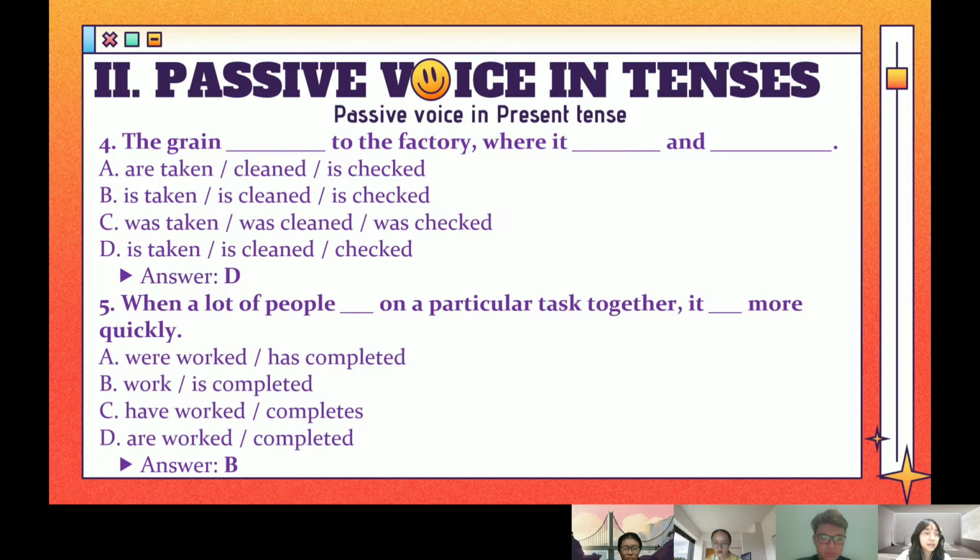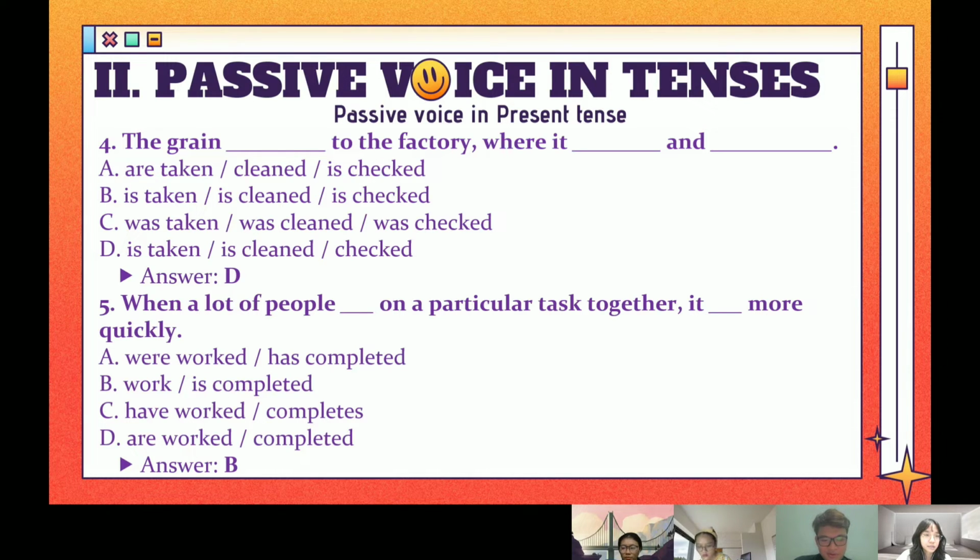So let's slow down a little bit. Here are a few examples for each tense that I just talked about. In the example of simple present tense, the active verb wash becomes are washed when changing into the passive voice. It is similar to the structure that I said: are plus the past participle, washed.